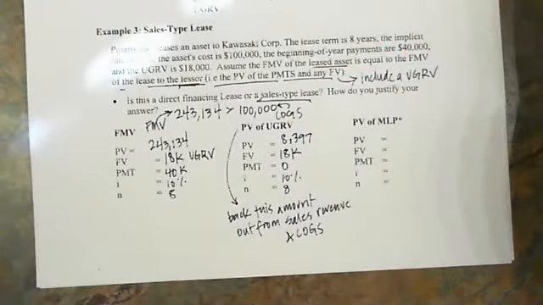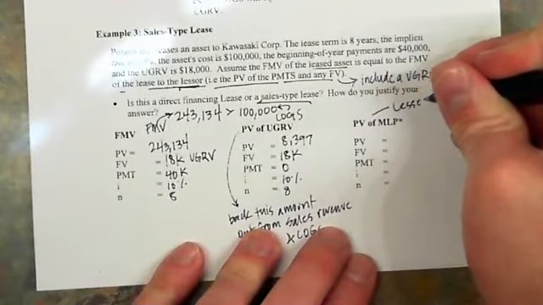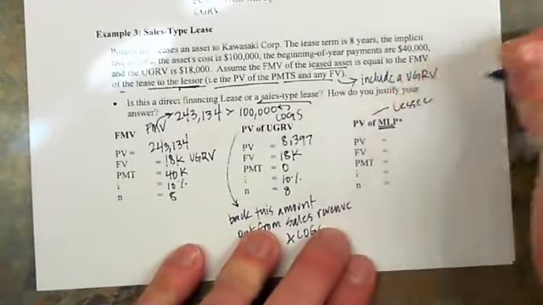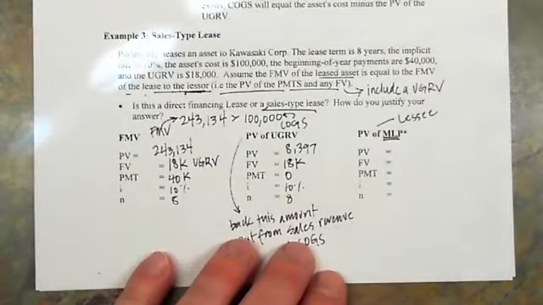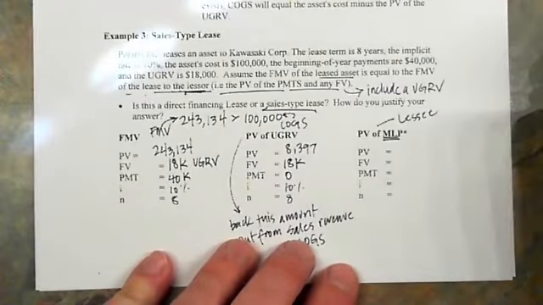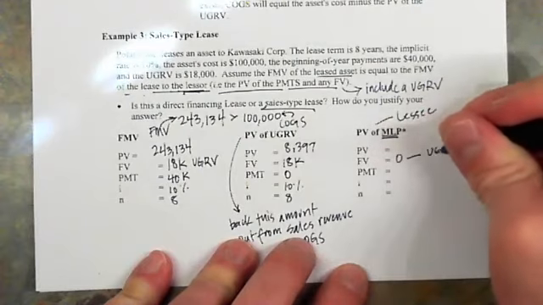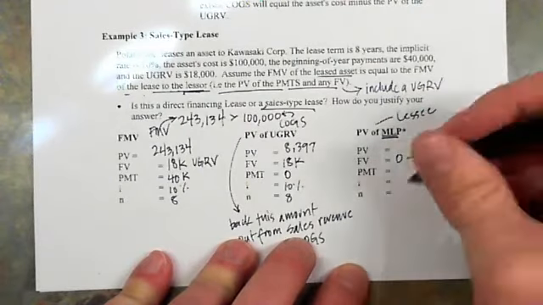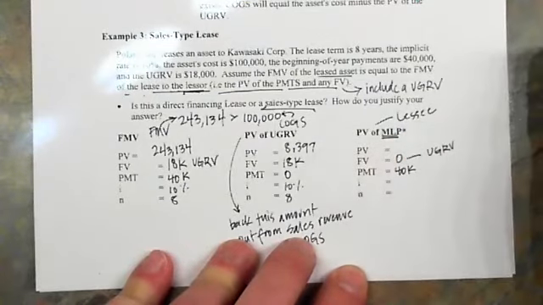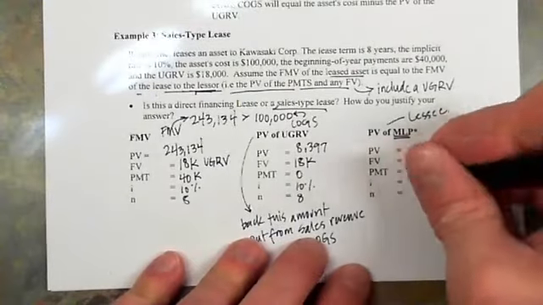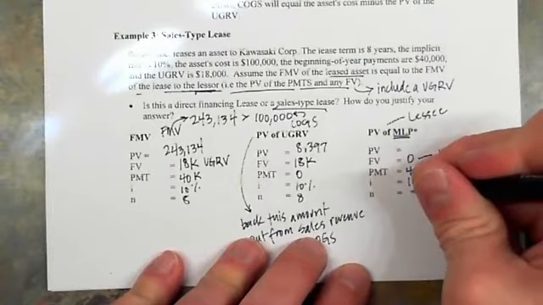Now, what is the present value of the MLPs to the lessee? This is the lessee that would worry about the MLP, right? There are no minimum lease payments to the lessor. They're the ones that are creating and collecting the payments. In this case, the lessee would record no future value because it's a UGRV. The payments would still be 40. Let's pretend that the 10% is the lower of the two and known by the lessee. And we have an N of 8 years.